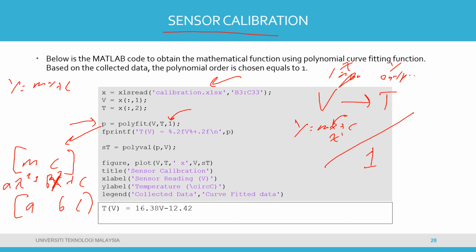Then you print the value. Print the polynomial. So this is the result. Basically, the temperature T equals 16 times V, this one is m times V. T equals mV plus c. So this is the value.